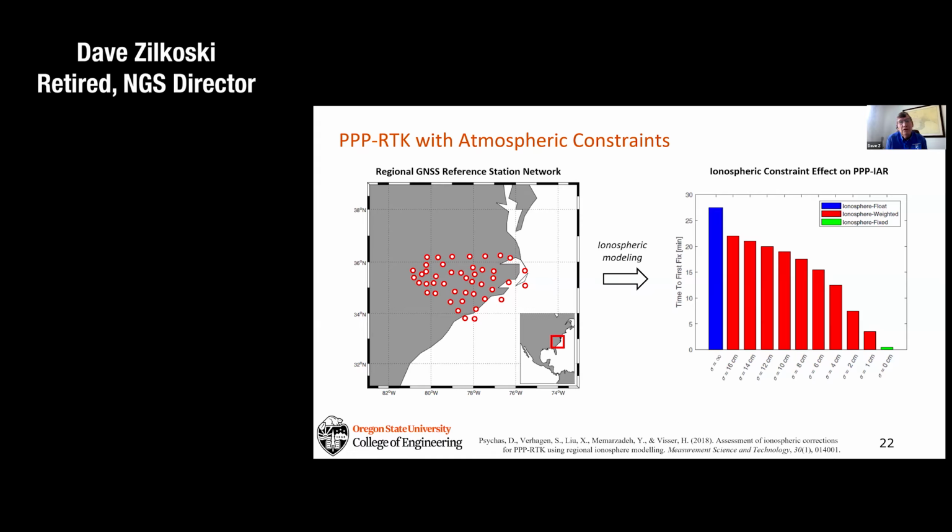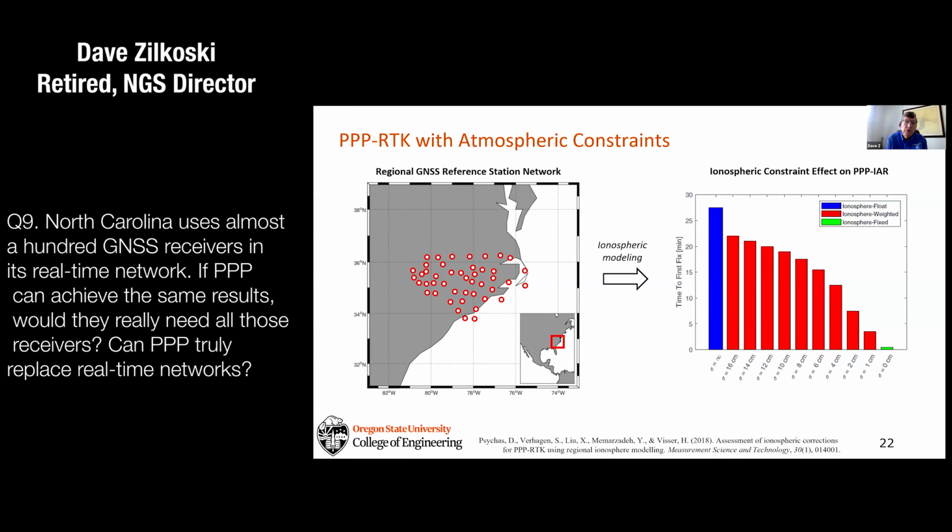Although looking at this, PPP can only really be as good as North Carolina's network, as long as PPP uses the information from the network to improve its atmospheric conditions and geometry conditions. Am I understanding that correctly? I mean, North Carolina has 99 CORS in their operations, and they have a real-time network that's very good. But obviously, if they could decrease their infrastructure, they would. So can you comment on that a little bit?